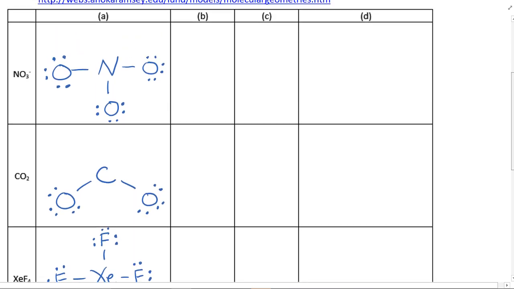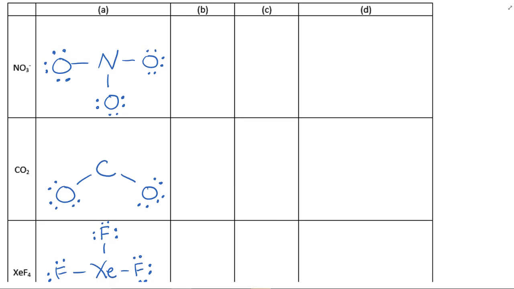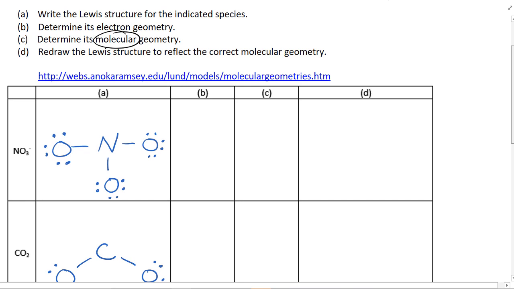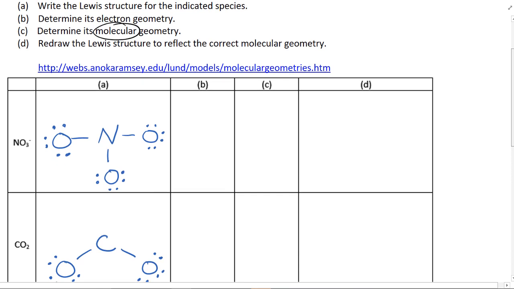Let's look at the first three. And that's probably all we'll have time for here today. So, first column here now, what we're doing is writing out the Lewis structure for the indicated species, as we would have done for the exam that you just had.